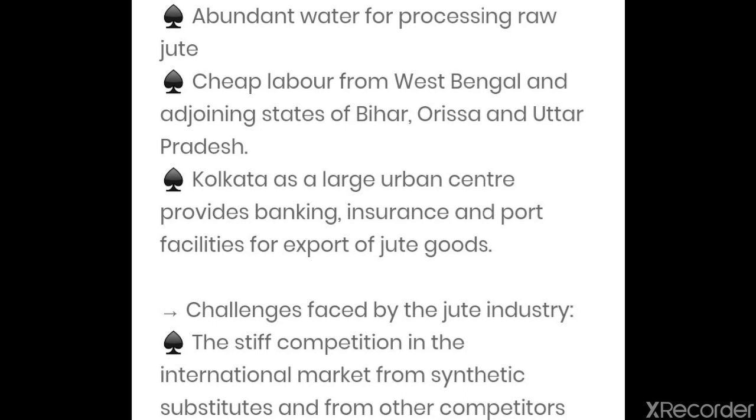A large amount of water is required for the processing of jute. A large amount of water is required for the processing of raw jute, and a large amount of water is present in the Hooghly Basin. The Hooghly Basin does not have a problem of water, and because this industry requires a large amount of water and it is provided by the Hooghly Basin, the industry has a favorable condition.